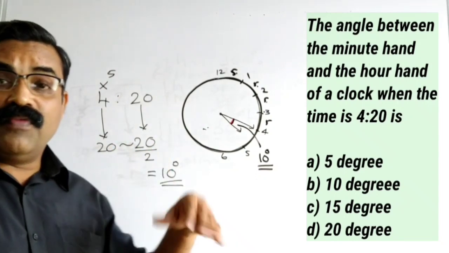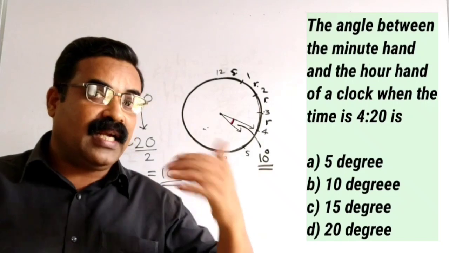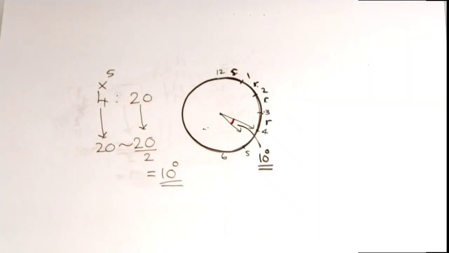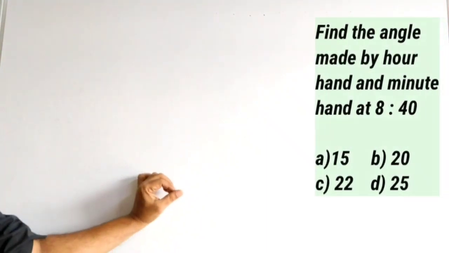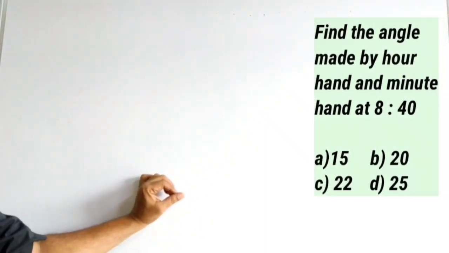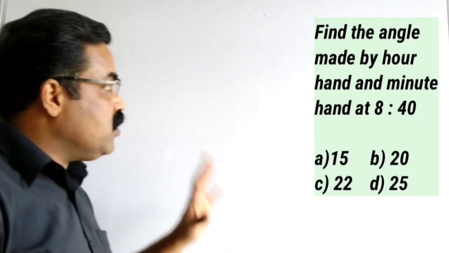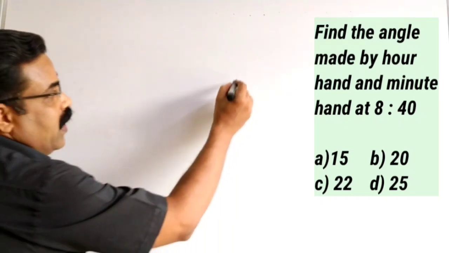But there will be some questions where you will have different numbers. So what will happen? So we'll go to a question, second type of questions. So kindly note it. So here is your question. Find the angle made by the hour hand and minute hand at time 8:40. So here the time is 8:40. So let us draw that.